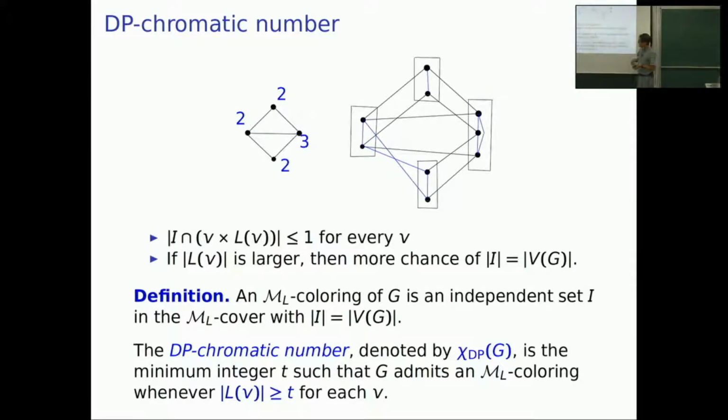So then the definition of the DP-chromatic number is like this. Here, if this set is very large, then we have more chance to satisfy this, right? So like the list chromatic number, the DP-chromatic number is the least integer k to guarantee this.